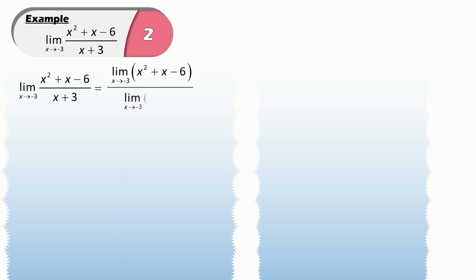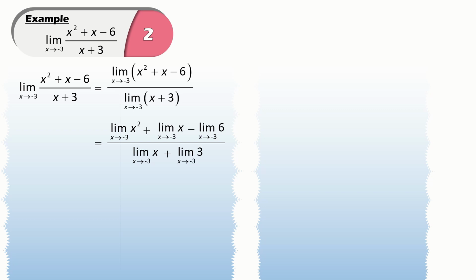To continue, apply the limit property. Take the limit of the numerator and denominator using the quotient property. Next, take the limit of the numerator and denominator using the sum and difference property. It results in the limit of x squared as x approaches negative 3, plus the limit of x as x approaches negative 3, minus the limit of x as x approaches negative 3, over the limit of x as x approaches negative 3 added to the limit of 3 as x approaches negative 3.